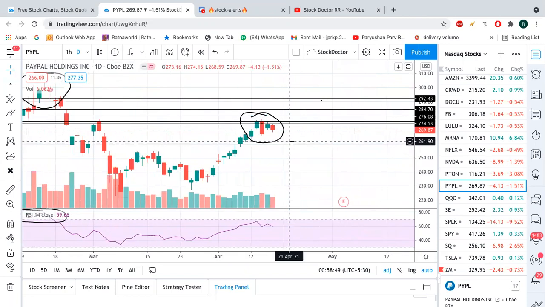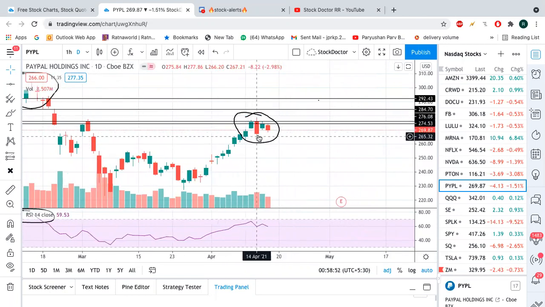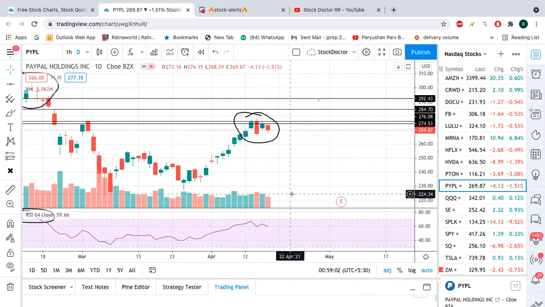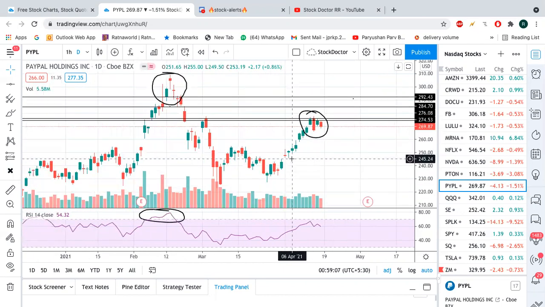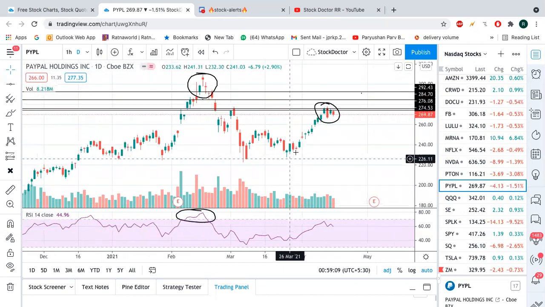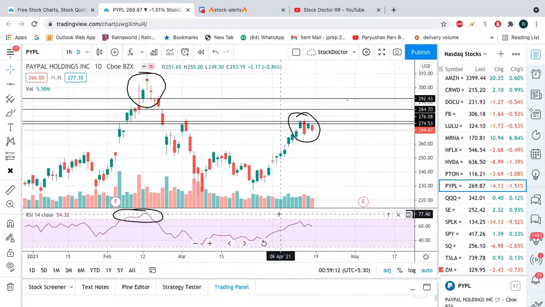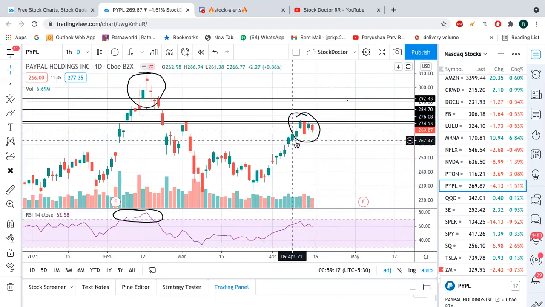Now, if you see here, PayPal has created a bearish engulfing pattern here, and then it is trading down. So, I'm not saying that the stock is bearish now, but the stock was in the uptrend, and then followed by a bearish engulfing pattern, which says to me that the stock can go further down from here.